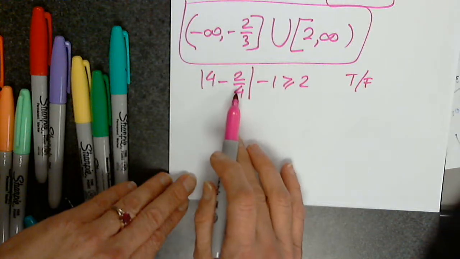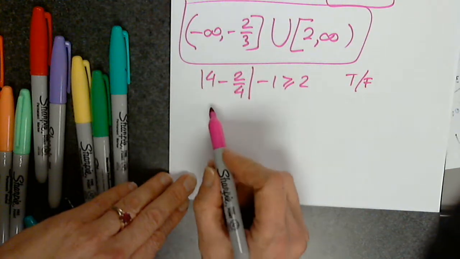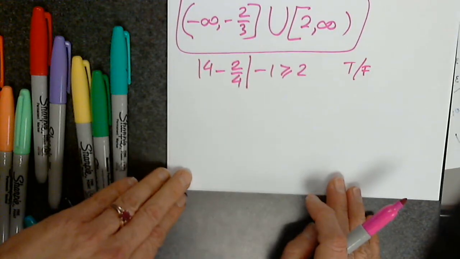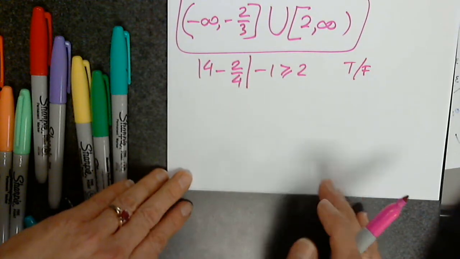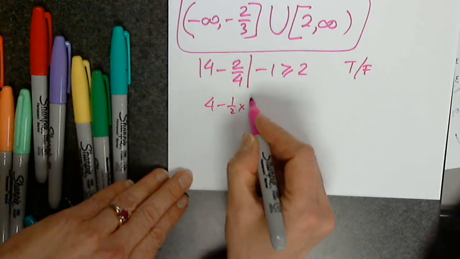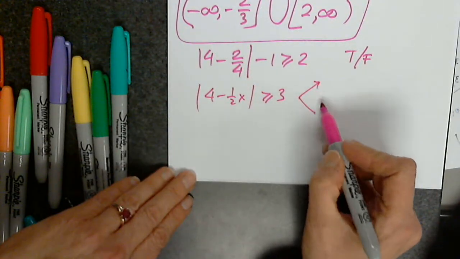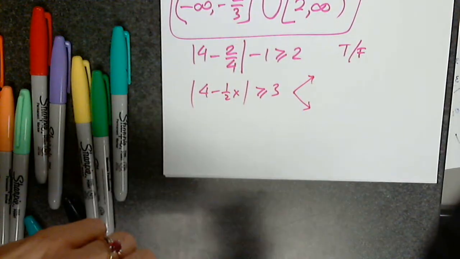Oh, I'm sorry, I meant 2/4 x. Okay, so that's the absolute value of 4 minus 1/2 x greater than or equal to 3. So there are two options. Which are the two options? Can anyone tell us?